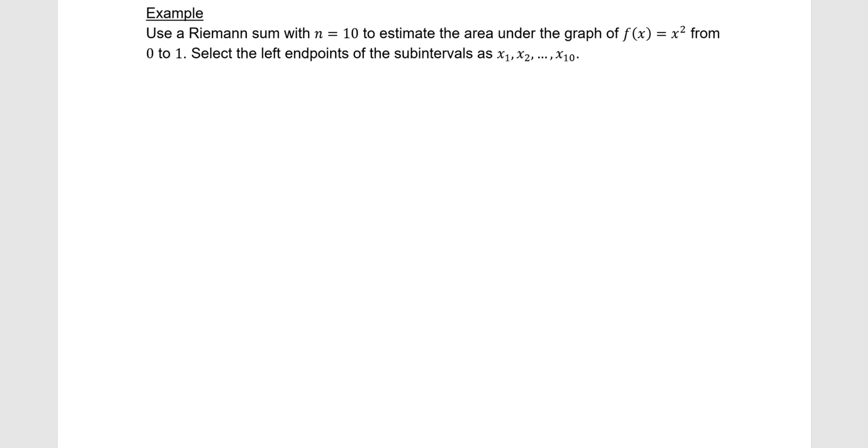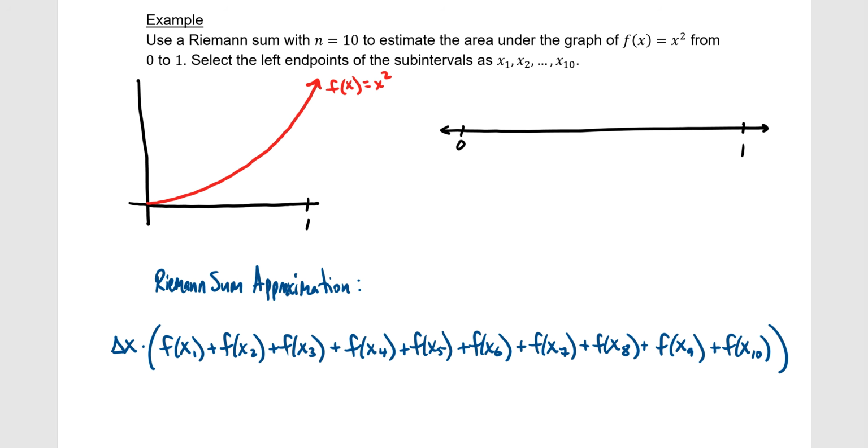Okay, so the three things I recommend are writing down the formula for it, drawing a graph of what we're doing, and also creating a number line to find our delta x. So here are the three things. On the bottom, we have the Riemann sum approximation formula with 10 different subintervals. You can see that I already factored out the delta x just to make it a little bit easier.